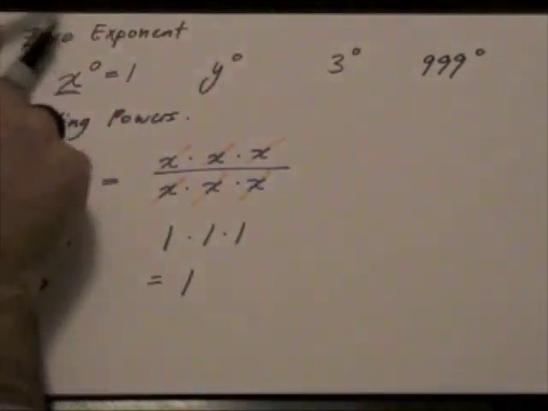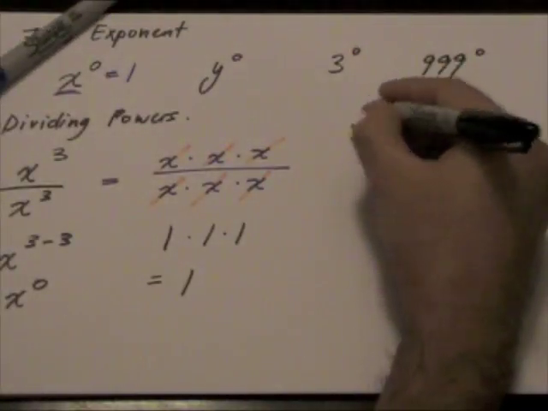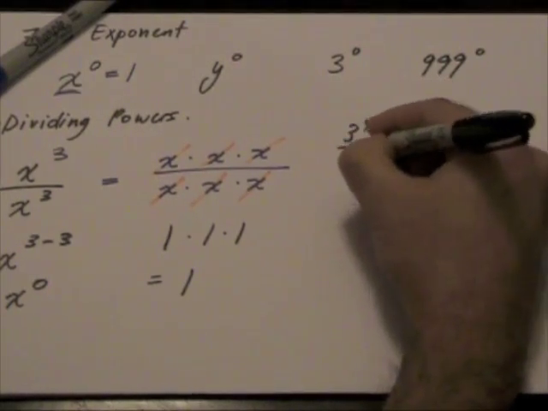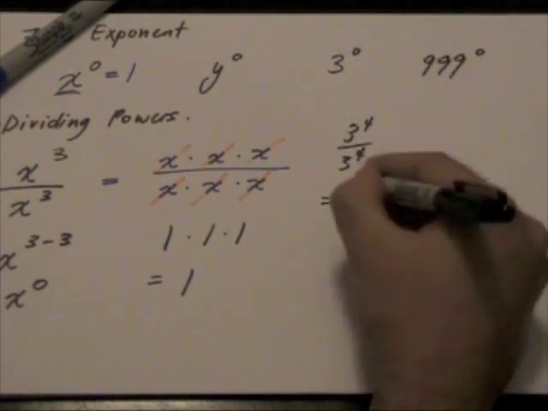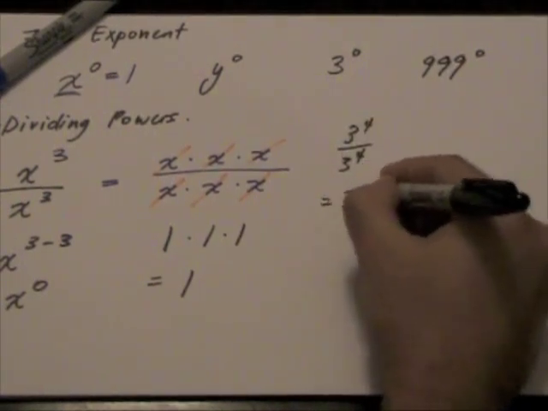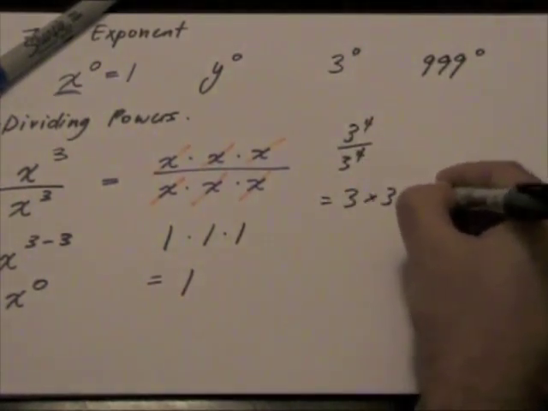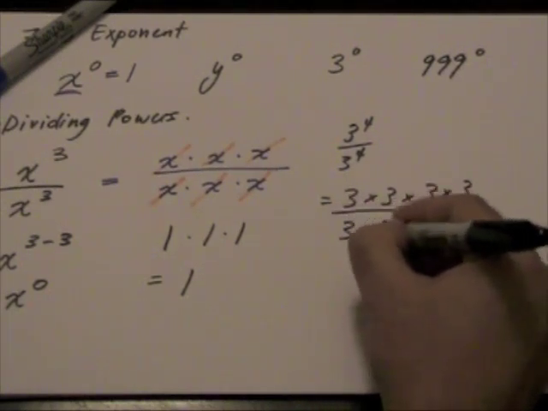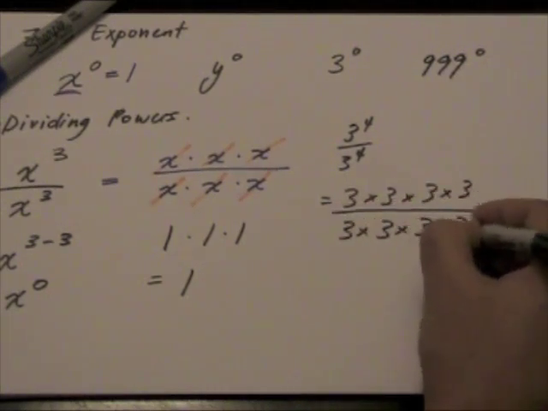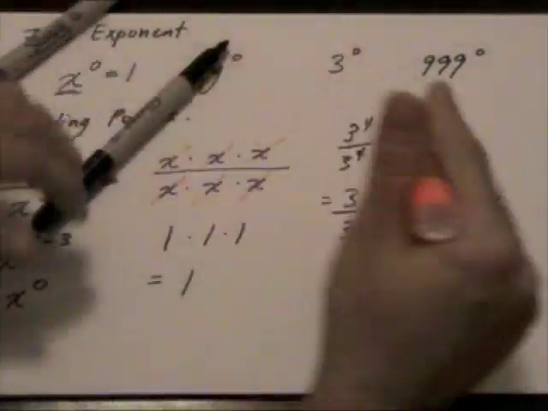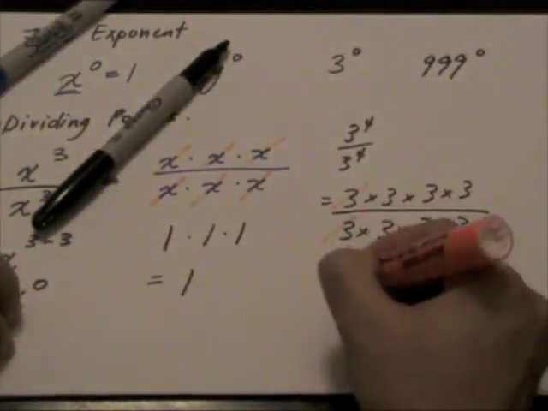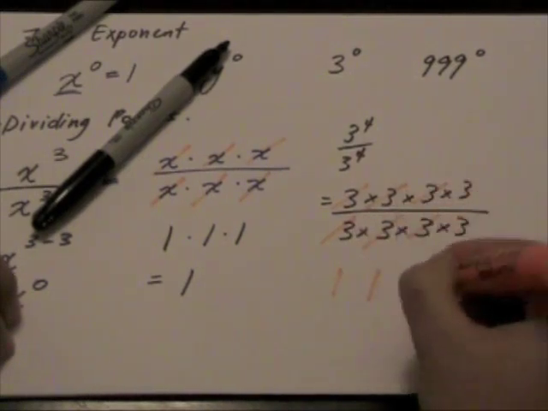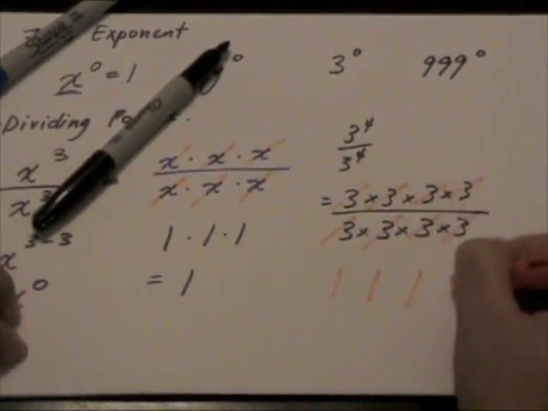Or what if we had numbers? What if we had here 3 to the power of 4 divided by 3 to the power of 4? So we have 3 to the power of 4 means 3 times 3 times 3 times 3 divided by 3 times 3 times 3 times 3. So what we have here, 3 divided by 3, 1, four times.